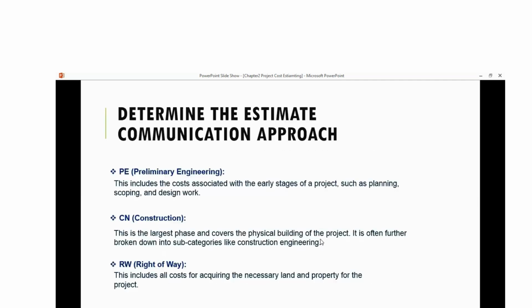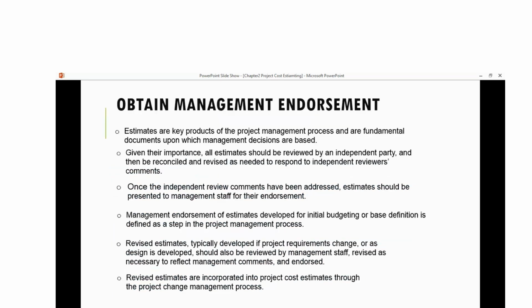So having the communication of these estimates, as we defined, the preliminary engineering includes your associated stages of the project, such as planning, scope, and design. The construction is the largest phase, where the execution is taking place. Right of way includes the land that you're going to purchase that you will build on.